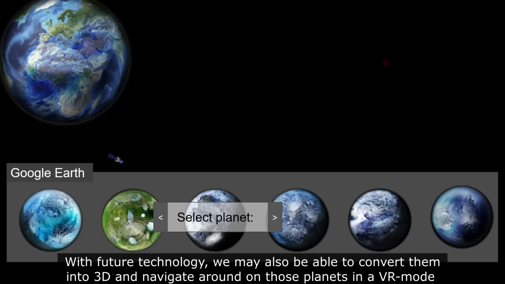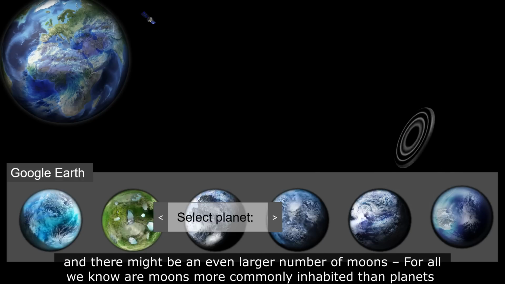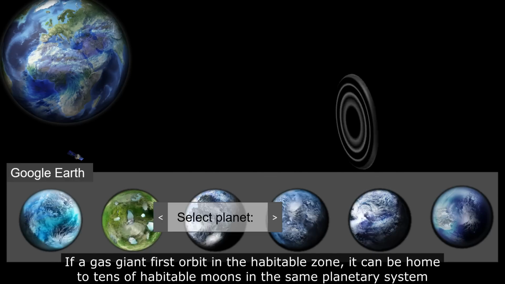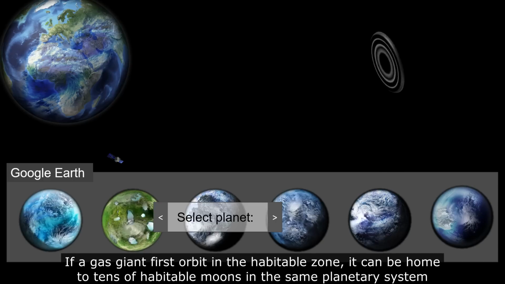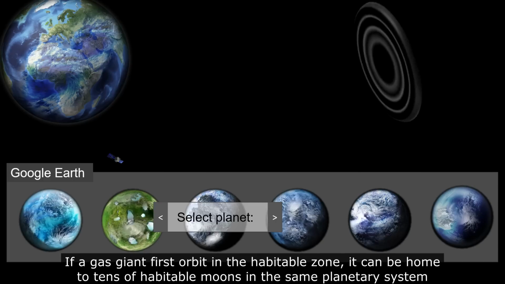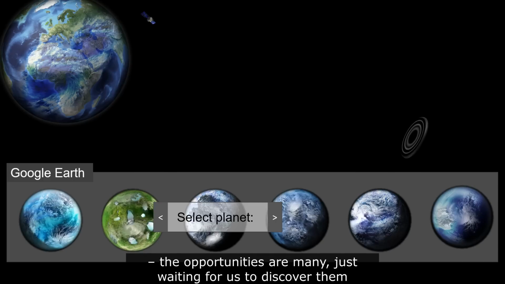With future technology, we may also be able to convert them into 3D and navigate around on those planets in a VR mode. And there might be an even larger number of moons. For all we know, moons are more commonly inhabited than planets. If a gas giant orbits in the habitable zone, it can be home to tens of habitable moons in the same planetary system. The opportunities are many, just waiting for us to discover them.